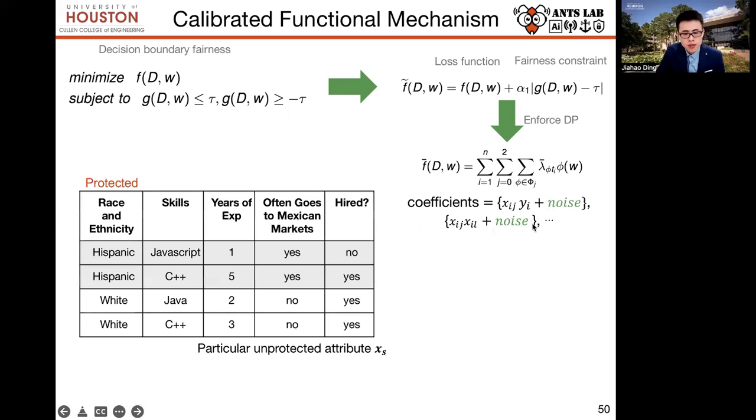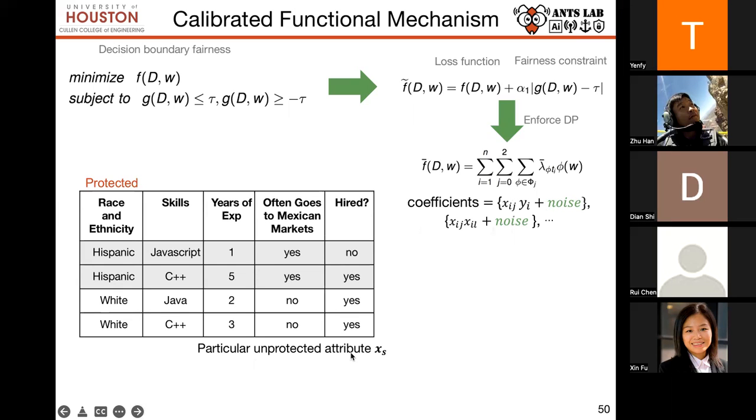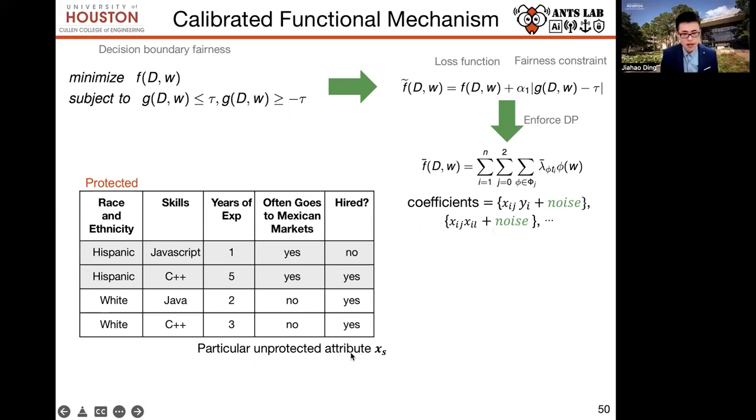The challenge is that the attributes involved in the data set may not be independent from each other, which means some unprotected attributes are correlated with the protected attribute. For example, in this case the protected attribute is race, and an unprotected attribute, often going to Mexican markets, is quite correlated with race.